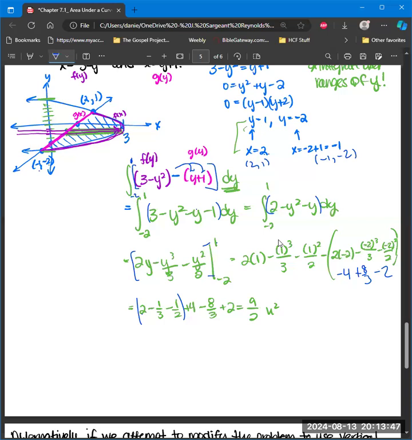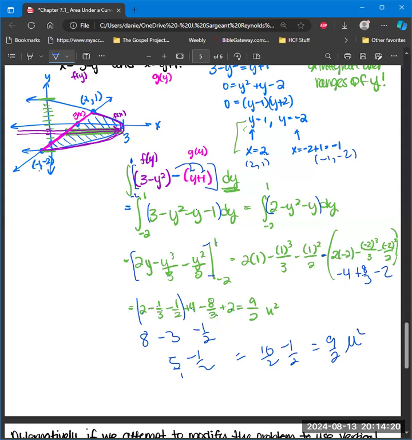So we're going to change our signs because there was subtraction out here. That's 4 minus 8/3 plus 2. So that's 6 plus 2 is 8. And then minus 9/3, that's -3, minus 1/2. 5 minus 1/2 is 5 over 1 minus 1/2. 10 halves minus 1/2 is 9 halves units squared.